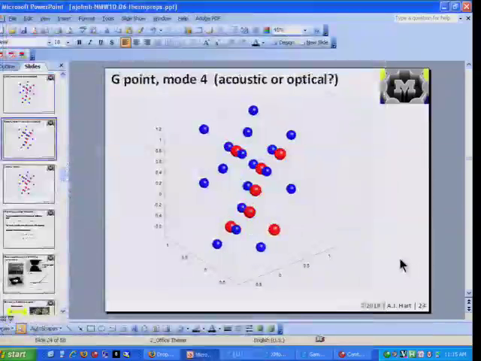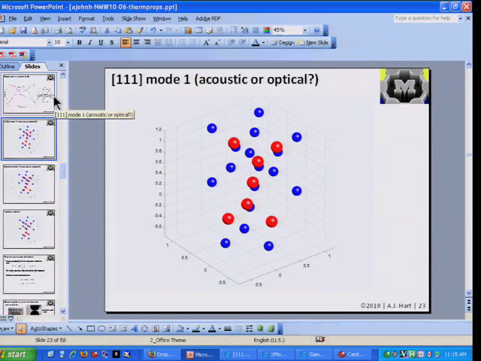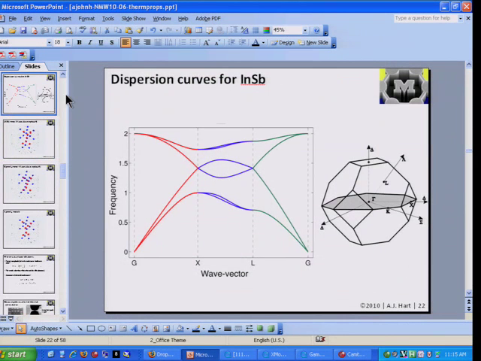Let's go back. Let's consider a different point. We'll consider the x. So at this point in the crystal, in the reciprocal space, this point, the fourth mode. If we have that point, what does it look like? And we can say it's an optical mode because it's up there, and that probably means that the atoms are moving opposite to each other.